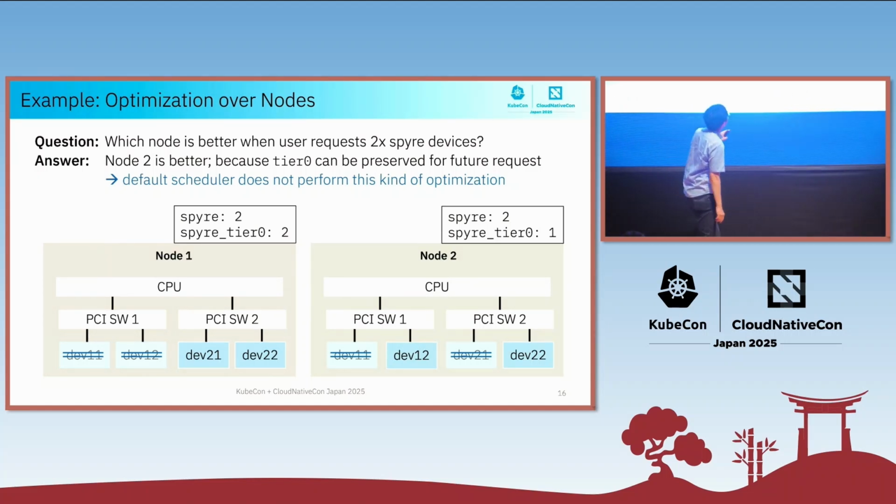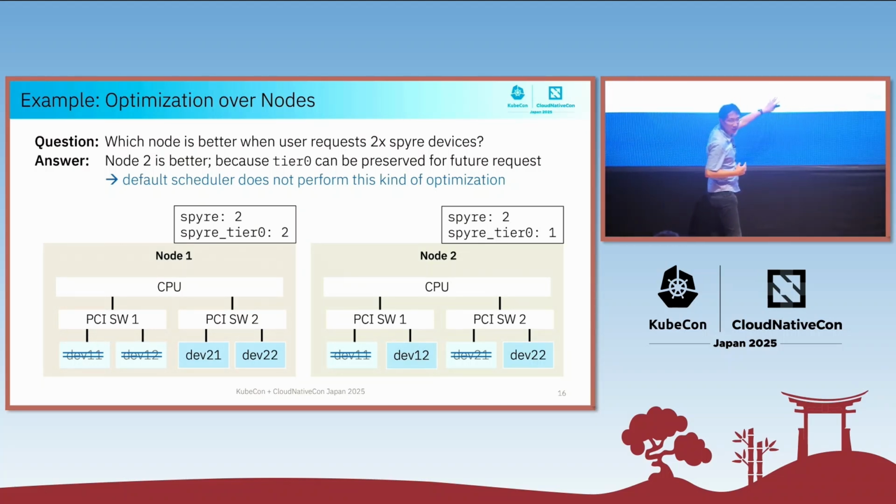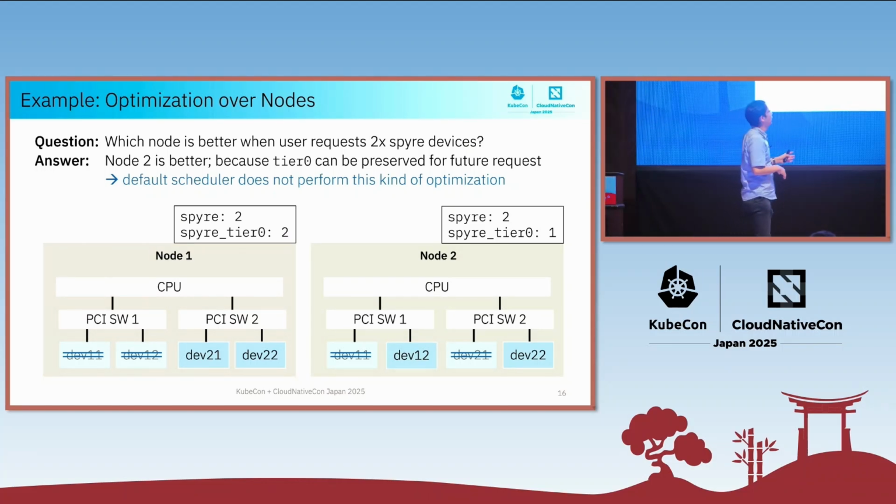In this case, let's assume that user requests the simple two cards. Then, in this case, we want to preserve these devices for future requests, future tier 0 requests. So when users request two simple devices, we want to use this node for that workload. But the default scheduler does not care such a topology, as it just considers the number or quantity of the remaining devices in a node. That's why we cannot optimize over the multiple nodes.